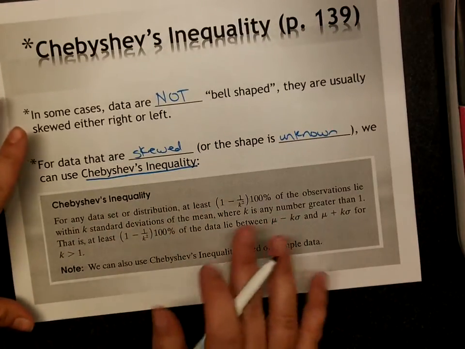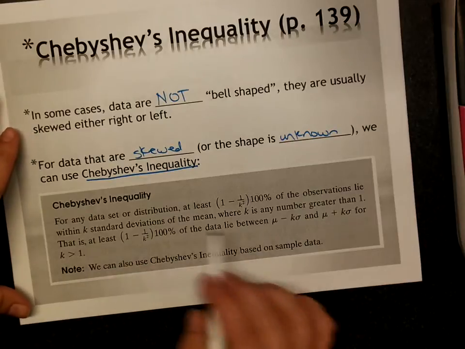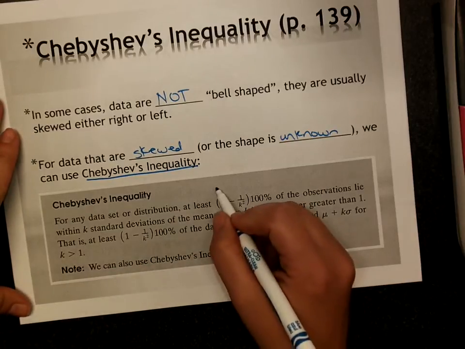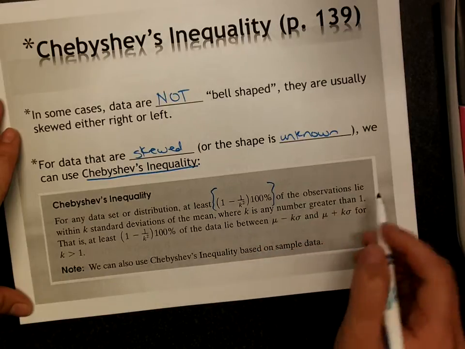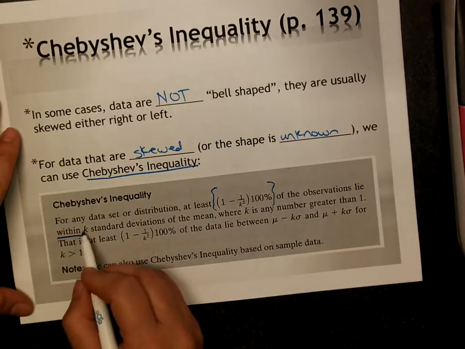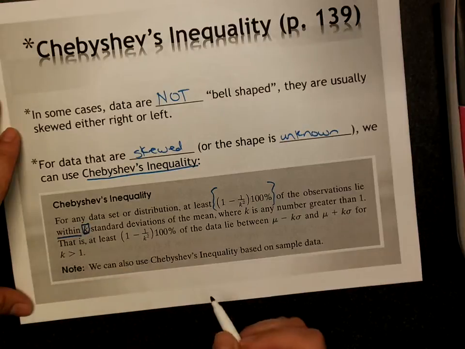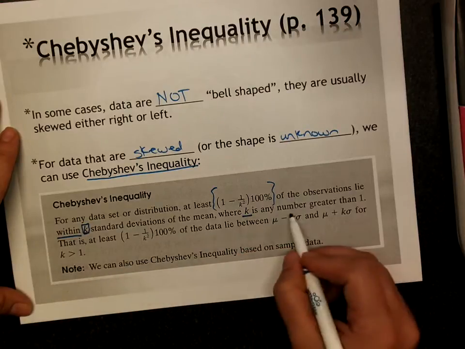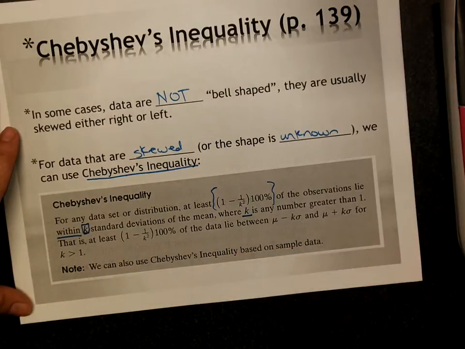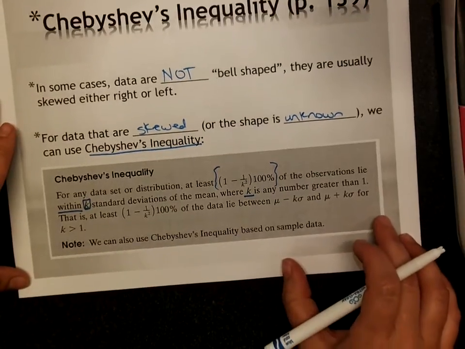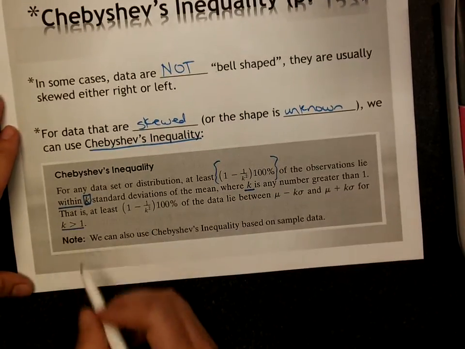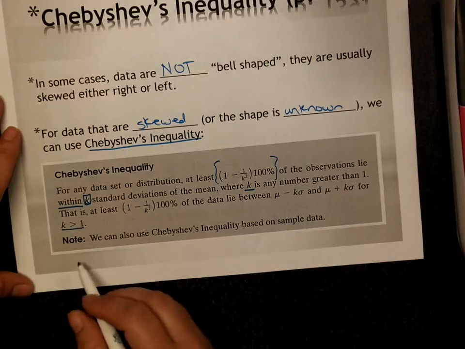So this is a little bit confusing. For any data set or distribution, it says at least, and it gives this formula, a certain percent of the observations lie within k standard deviations of the mean, where k is any number greater than 1. So k represents the number of standard deviations, and k has to be greater than 1 for this to work.